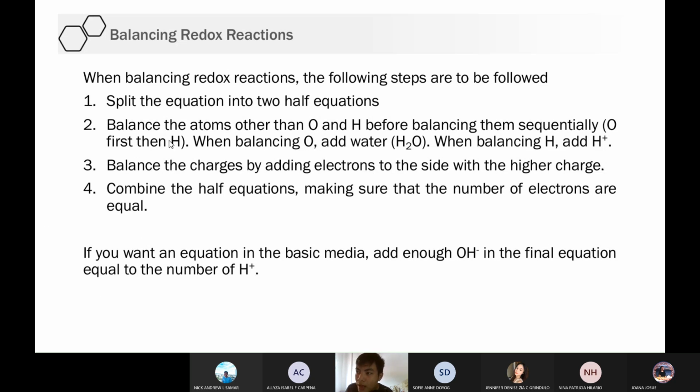Okay. Anyway, since ang ating mangyayari dito, the equation contains H+. So we can say that this balancing part is acidic. No? Acidic kasi may H+.